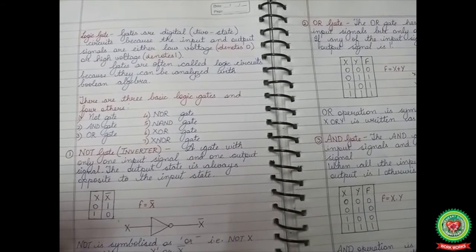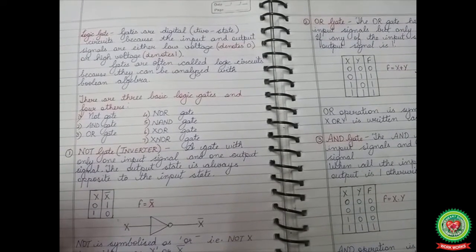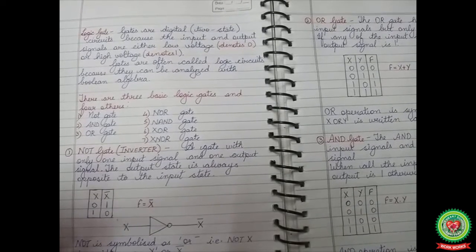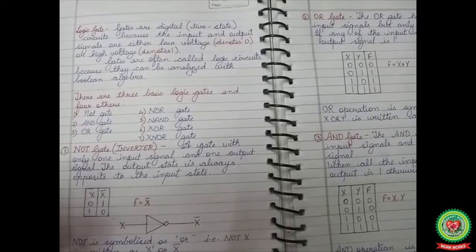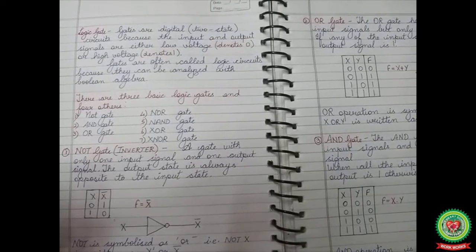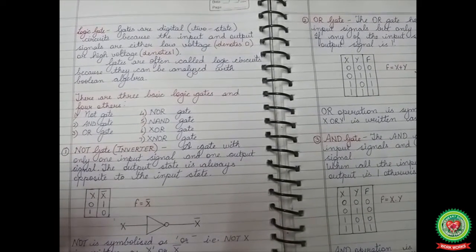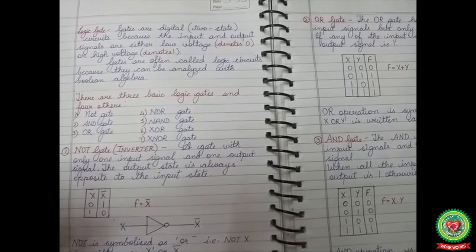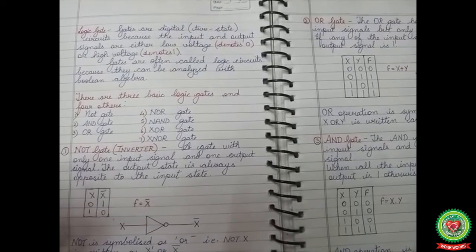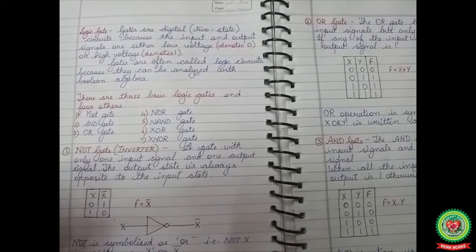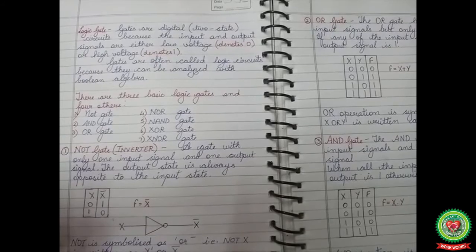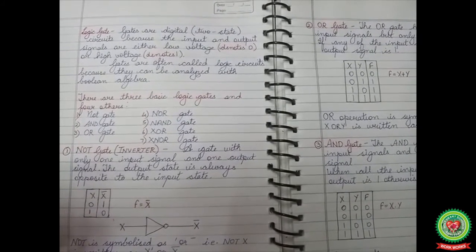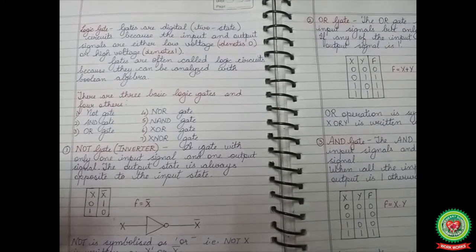Logic gates. Gates are digital two-state circuits because the input and output signals are either low voltage or high voltage. Students, what is the purpose of logic gates? Logic gates are used to build the computer circuits. Yes, all the computer circuits as well as some of the electrical circuits are made with the help of logic gates.